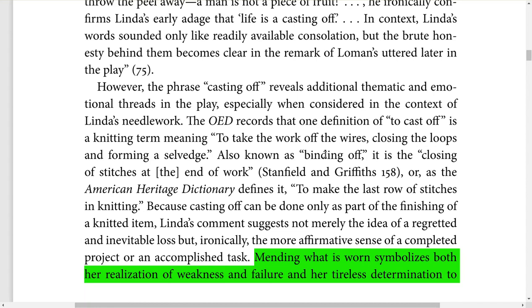The OED records that one definition of "to cast off" is a knitting term meaning to take the work off the wires, closing the loops and forming a selvage. Also known as binding off. It is the closing of stitches at the end of work. That's another reference. So one of the definitions is coming from the OED, and one of them is coming from Stanfield and Griffiths. That's another source. Or, as the American Heritage Dictionary defines it, to make the last row of stitches in knitting.